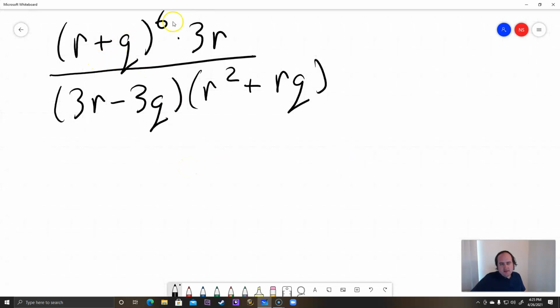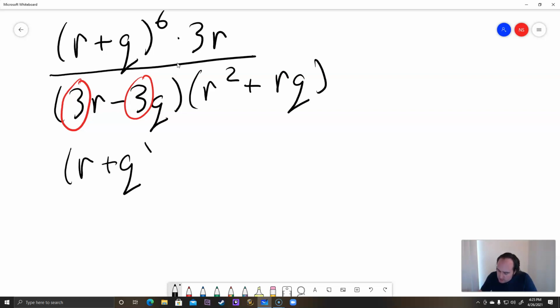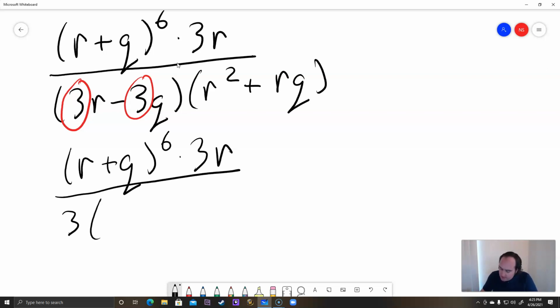So for the r plus q to the 6, we're just going to leave that the way it is. But we're going to go ahead and factor the stuff on the bottom. On the bottom left, we notice that the GCF that we can factor out here is actually going to be a 3. So on the top, we're going to leave it as r plus q, quantity to the 6th power, times 3r. On the bottom, I factor out a 3, and I'm left with r minus q.